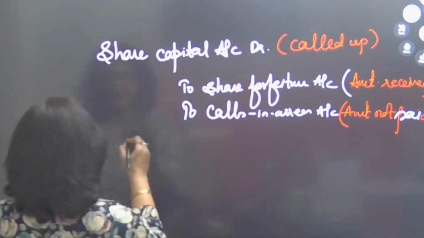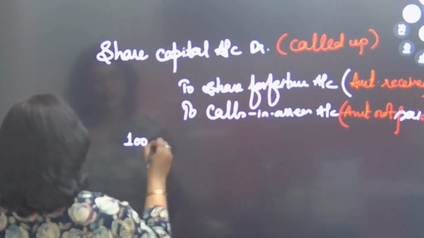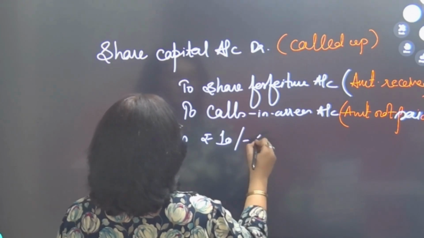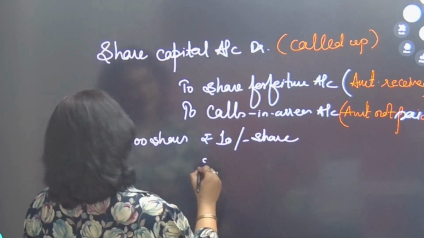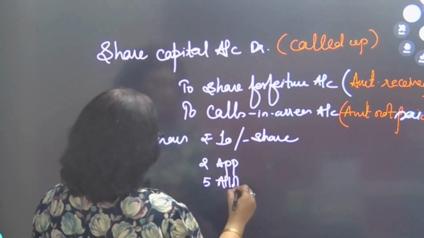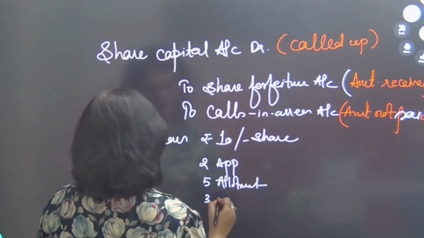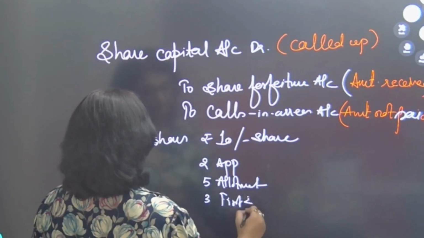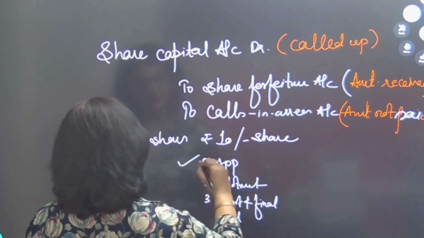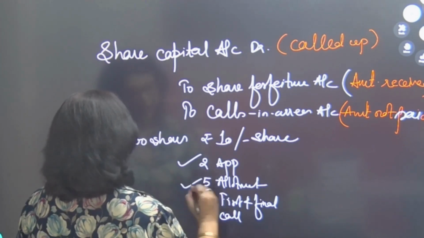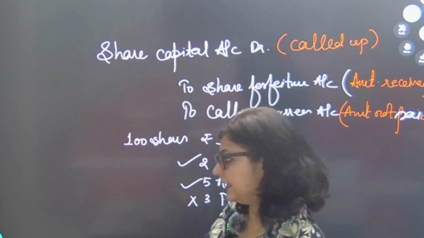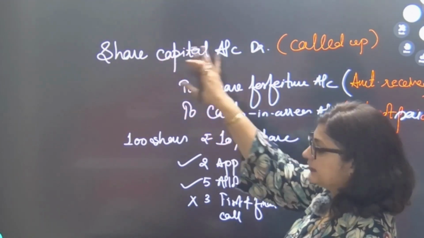So let's say there is a shareholder holding 100 shares and the face value of shares is rupees 10 per share, being called as rupees 2 on application, rupees 5 on allotment and rupees 3 on first and final call. If this is the case, and let's say shareholder has paid 2 rupees in application and 5 rupees in allotment but failed to pay the final call and his shares are being forfeited, then in that case what entry will we pass? We will be passing this entry only.